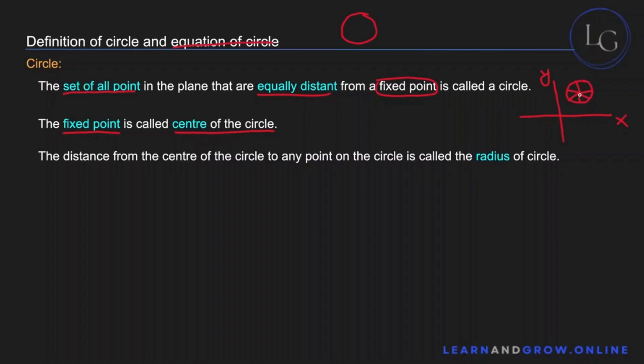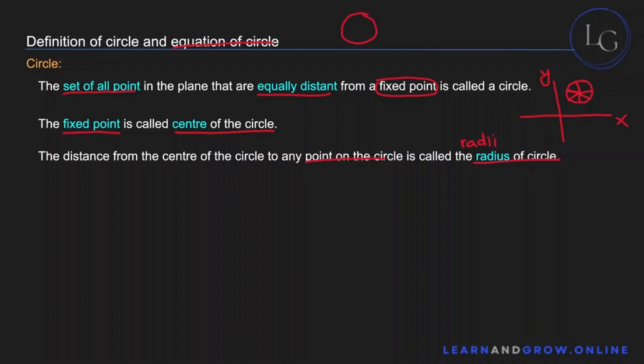which is the center of the circle, okay? Now, the distance from the center of a circle to any point on the circle is called the radius of the circle. So all of these distances that are drawn on the circle that are equally distant from the center, all of them are the radiuses of the circle, or the radii of the circle.